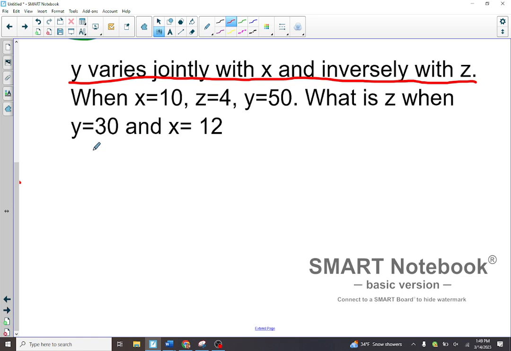So y varies jointly with x and inversely with z. Know that jointly is the same thing as directly, okay? So y varies jointly with x, so x should be on top. And inversely with z, so that means z is on the bottom. So remember, inversely means it's going to be on the bottom, and jointly or directly should be on top.